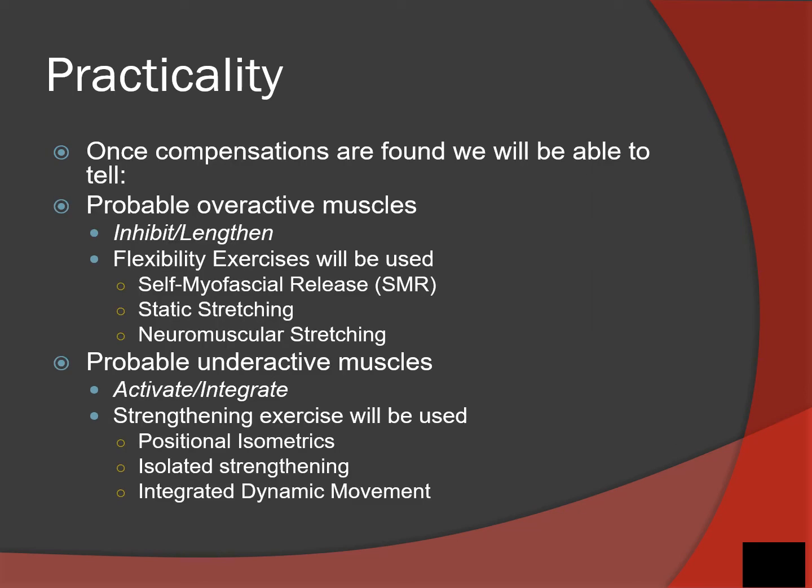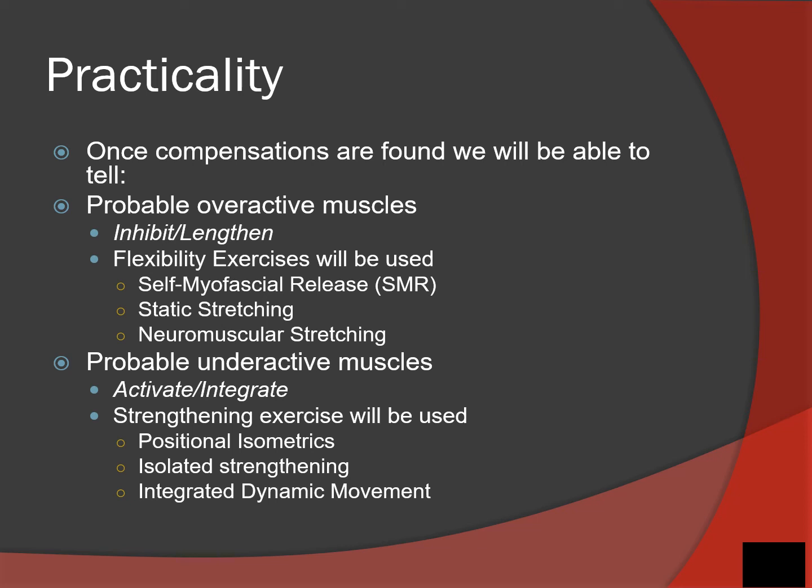So once the compensations are found, what we will be able to do as athletic trainers is look at what probable overactive muscles are firing. So do we have something that's firing when it shouldn't be firing? And we'll be able to look at probable underactive muscles. So do we have something that isn't firing that should be firing?